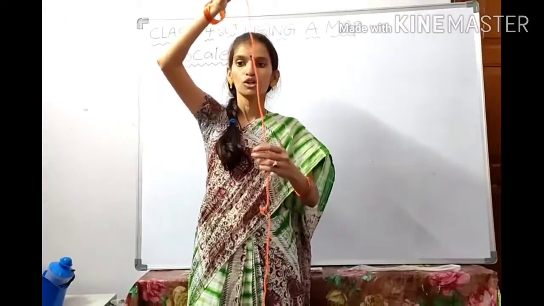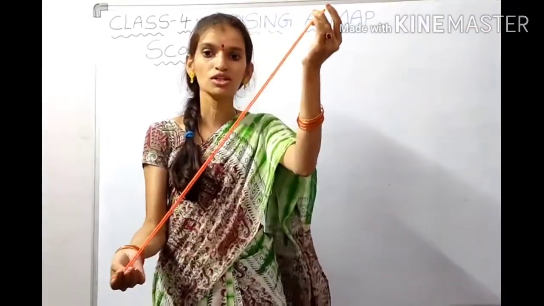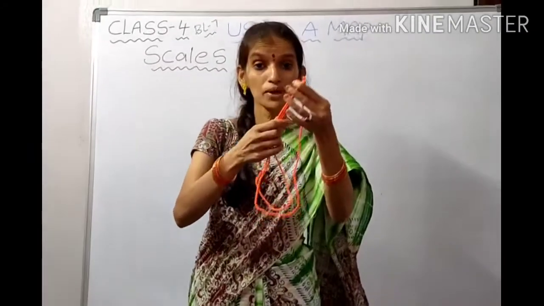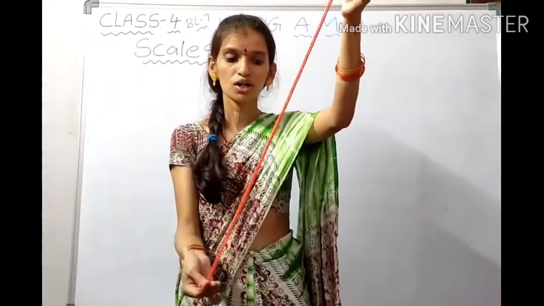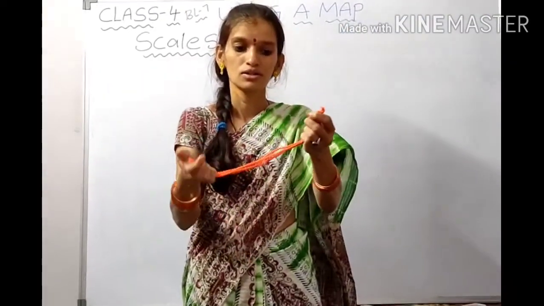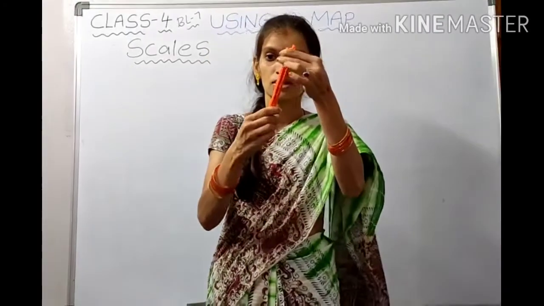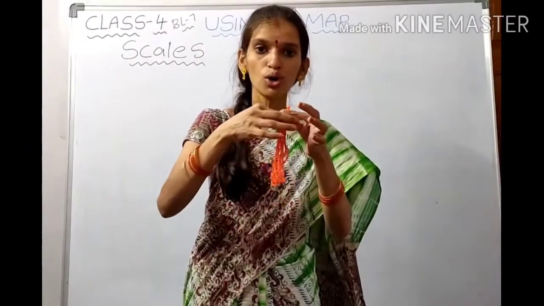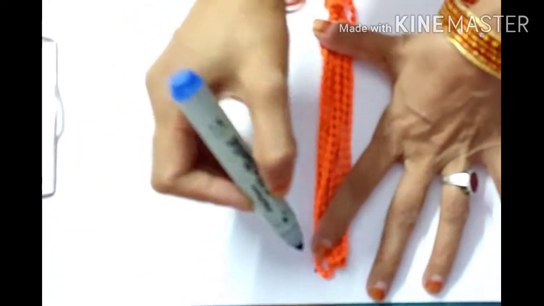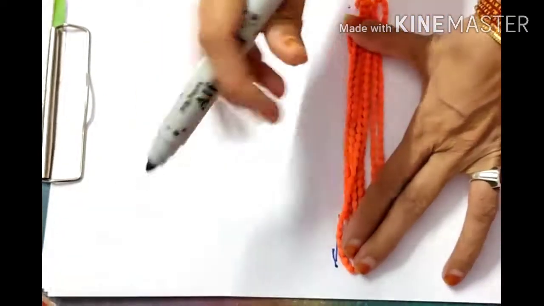Now what will you do? Fold the thread as many times as needed so that the length of the thread can fit in your paper. See how many folds I am doing. 1, 2. It will not fit on our paper yet, so I have folded it again. Now take a paper and draw a line on it. Draw a line in your notebook with the help of a sketch pen. One line. Whatever measurement you have taken, draw it in your notebook.